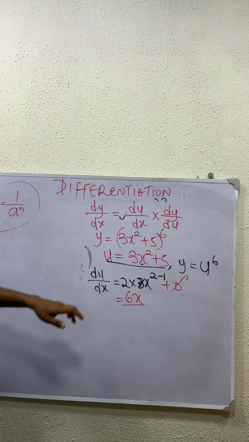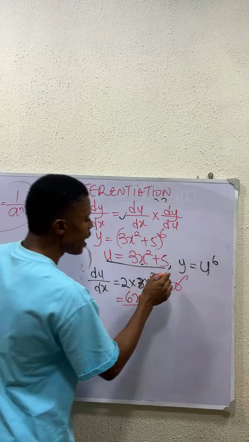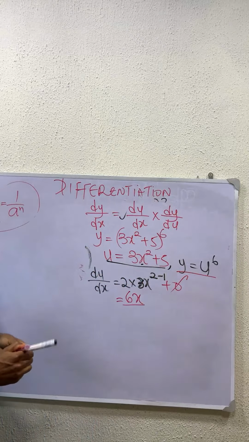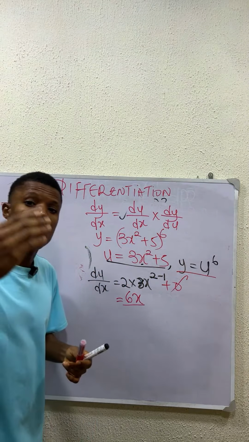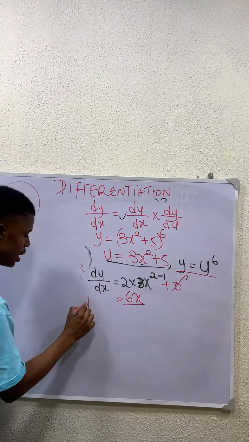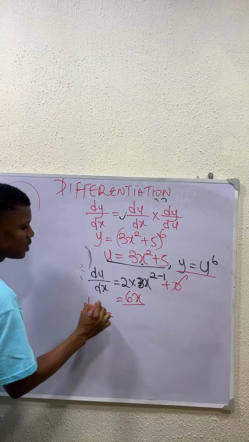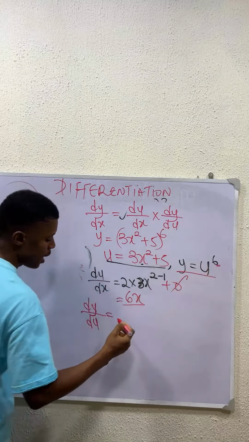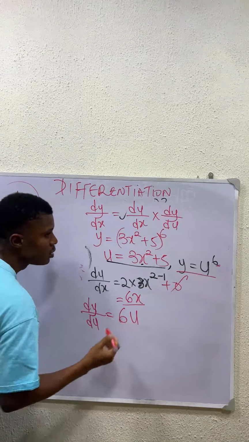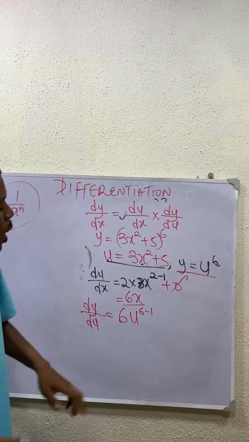Then the next one is to differentiate y with respect to u. So this is the y and u function. This is the one we differentiate. Differentiating y with respect to u is very simple. I'll just have to multiply the 6 to u, then I minus 1 from the power. So what do you have?